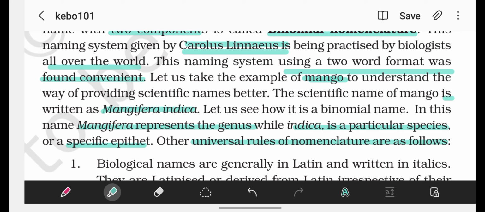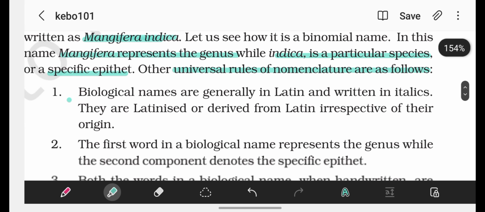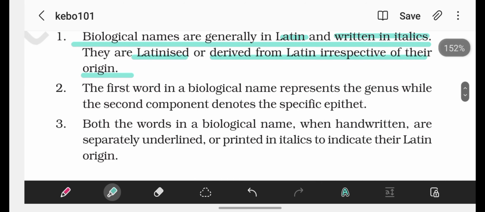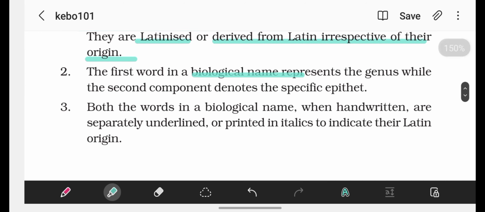अब nomenclature जैसे Mangifera indica, इसे भी करने के लिए हमें कुछ rules पढ़ने की ज़रूरत होगी. Biological names are generally in Latin or written in italics. Biological names जो होते हैं वो Latin derived होते हैं, और जब लिखेंगे तो उसे italics में लिखेंगे. They are Latinized or derived from Latin irrespective of their origin. The first word in biological name represents genus, while second represents specific epithet or species. First word genus and second specific epithet or species.